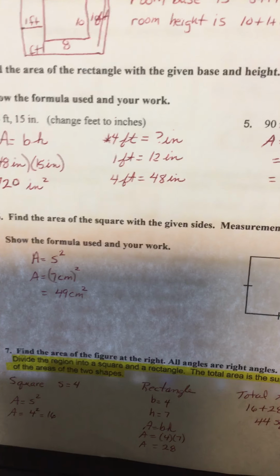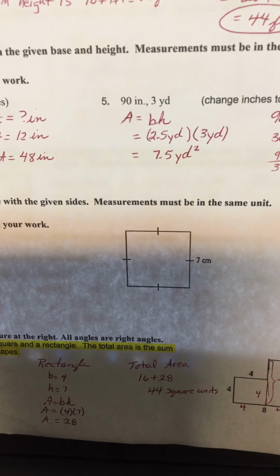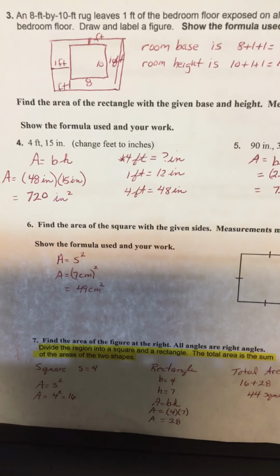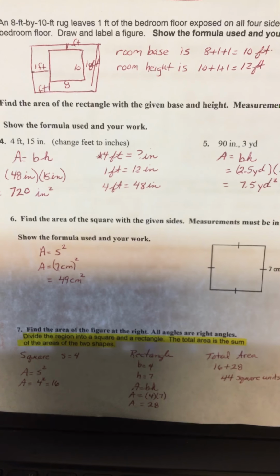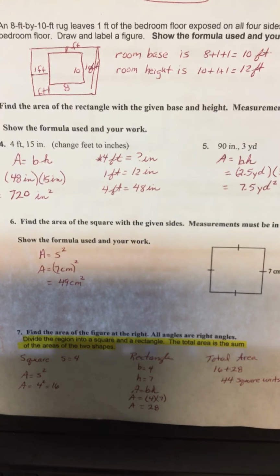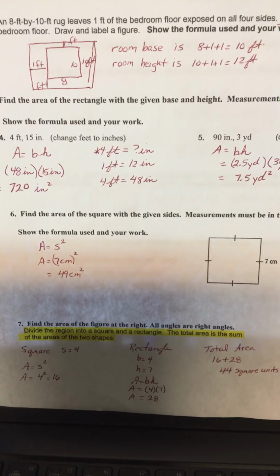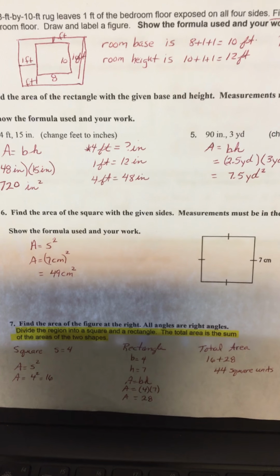In number 6, I just have a square because all of the sides are measuring the same, and I tell you find the area of the square. So we're using area is side squared. 7 squared would be 49 centimeters square. Please notice I'm putting that square on my area there.